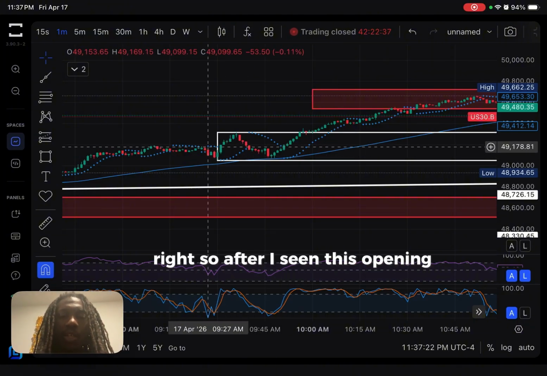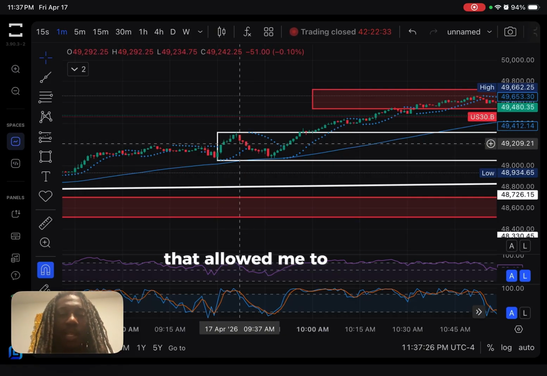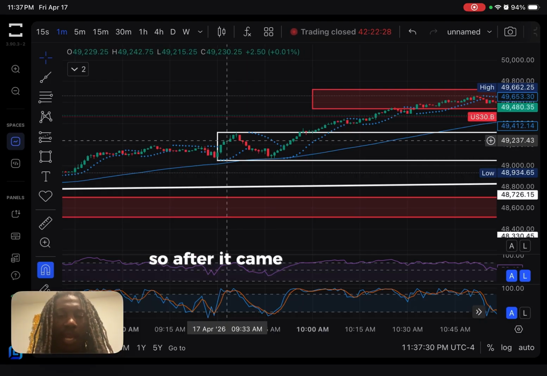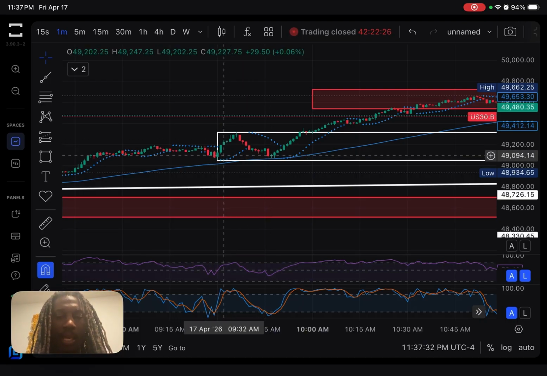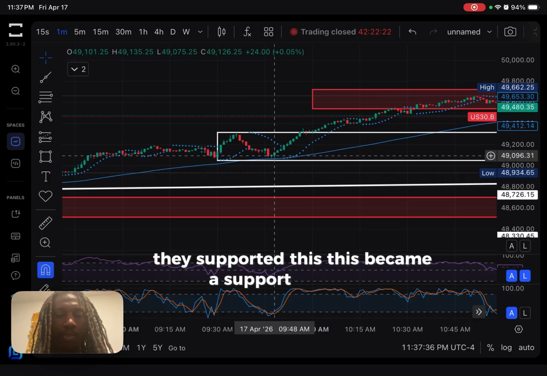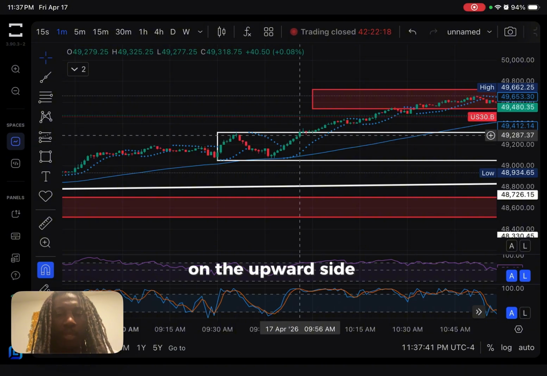So after I seen this opening range, I seen something here that allowed me to know that this is a good play just off rip. It came back down. So after it came here, it came back down, didn't break out this range right here. This supported this. This became a support right here. So right here was the perfect time to enter this play on the upward side, right?